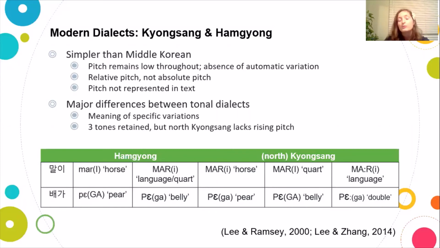The three tones from Middle Korean are retained in modern Korean dialects. North Gyeongsang is the exception. They do not have the rising tone that was part of the Middle Korean tonal variation. And to fill that gap, they do have the vowel length distinction.